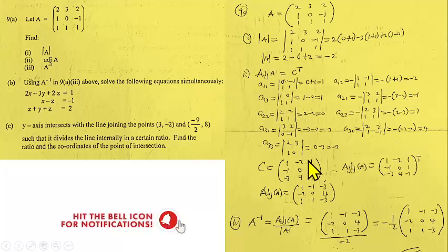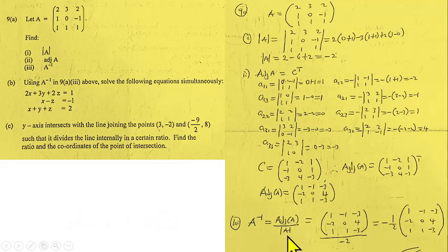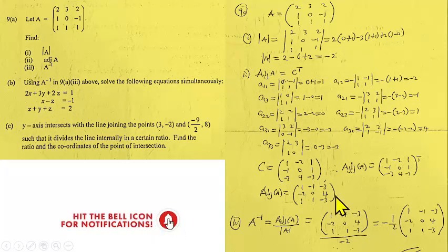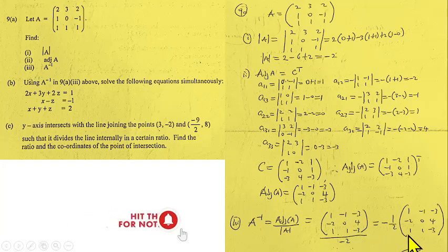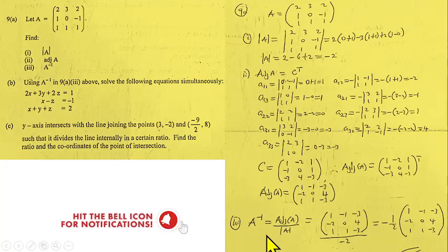Then to find the inverse of the matrix A, the inverse of a matrix is the adjoint of that matrix divided by the determinant. And you have already gotten the adjoint, you have already gotten the determinant. The determinant is minus 2, and this is the adjoint of the matrix. So that means we'll be having this matrix divided by minus 2, which can be written as minus 1 over 2 into this matrix. So that will give us the inverse of that matrix A. So I hope you understand what you have done there.